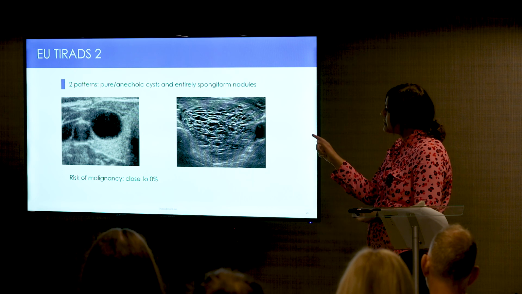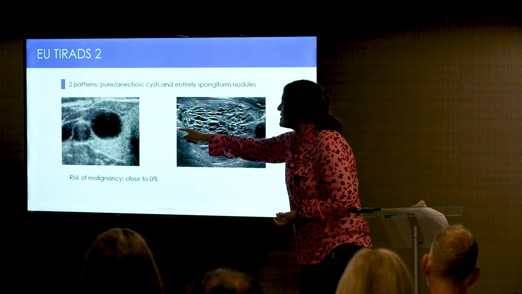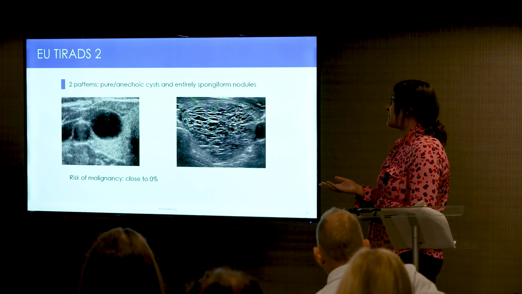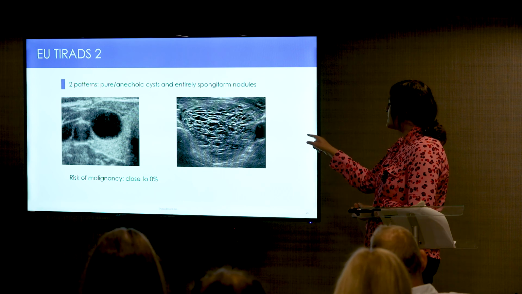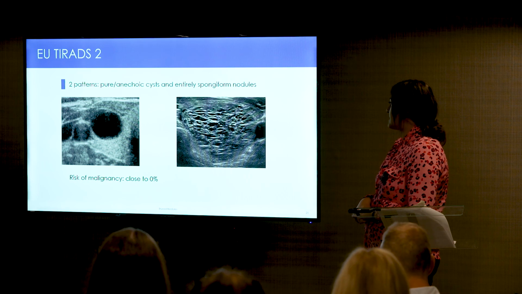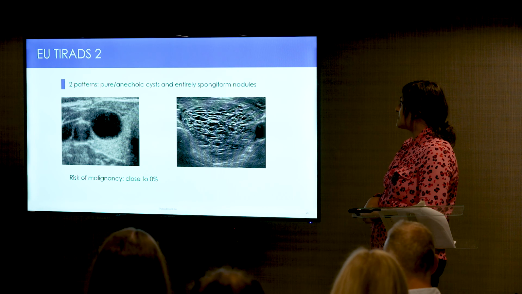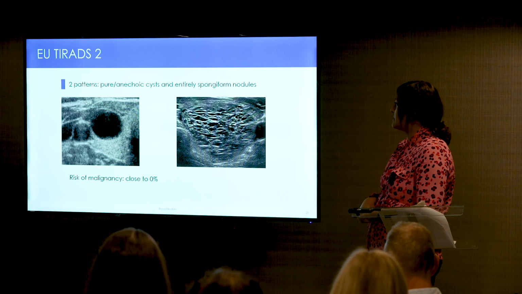To the left, you've got a purely cystic nodule. You can see that this is just completely anechoic. There's no solid component within it. So this is considered very low risk in TIRADS 2. And to its right, you've got an entirely spongiform nodule. Again, very low risk of malignancy in these. To fit into the entirely spongiform category, it's recommended that the cystic spaces comprise more than 50% of the nodule.